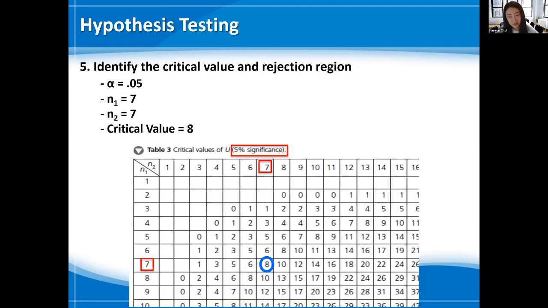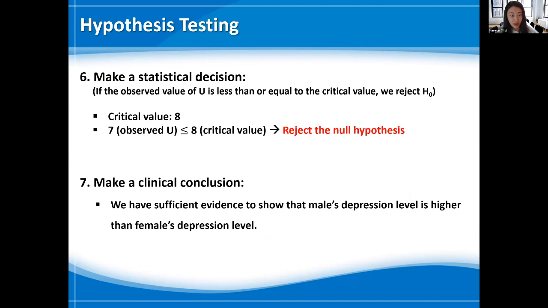Next step is identifying the critical value. The significance level we said was 0.05, and the sample size for each variable was 7 each. The number that applies to us is here, 8. We have a test statistic of 7, so 7 is below 8, meaning that we can reject the null hypothesis. As a conclusion, we have sufficient evidence to show that male's depression level is higher than female's depression level.